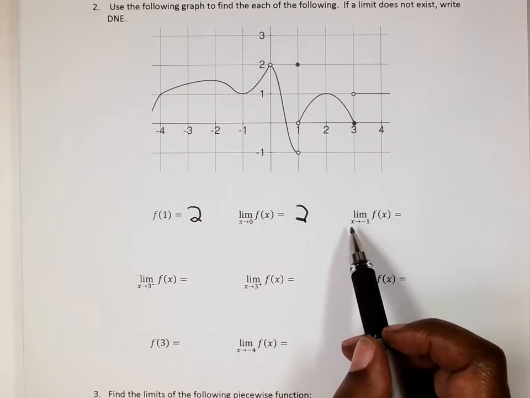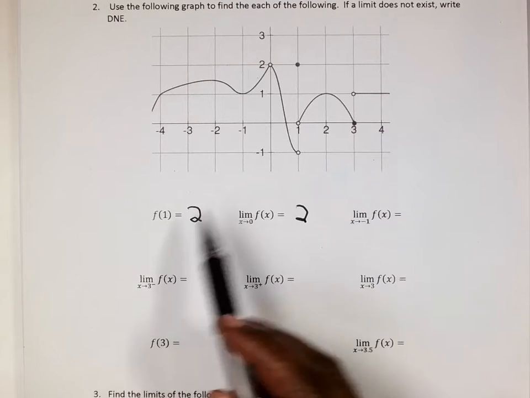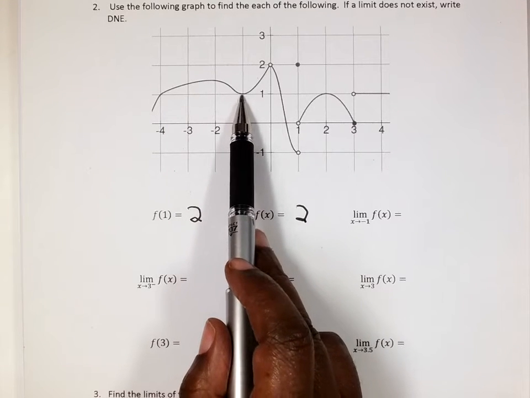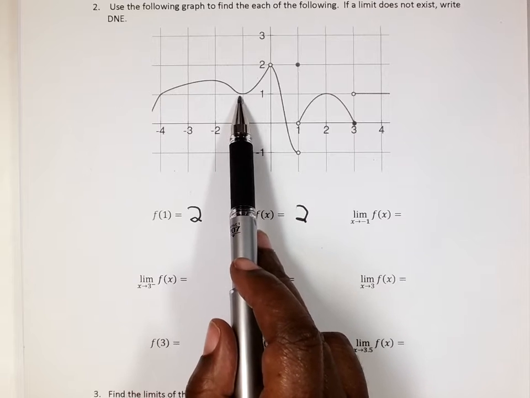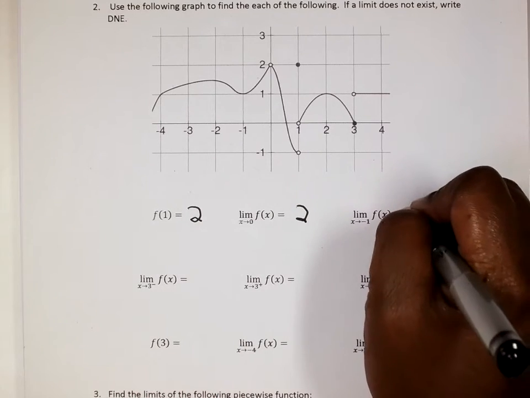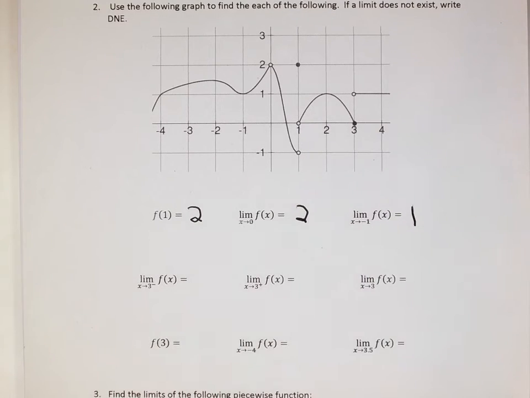Next we have limit as x approaches -1 of the function. So here's -1, and we can see it goes to 1, and it actually exists there too. That's going to be a continuous point. We'll talk about that in the next section.